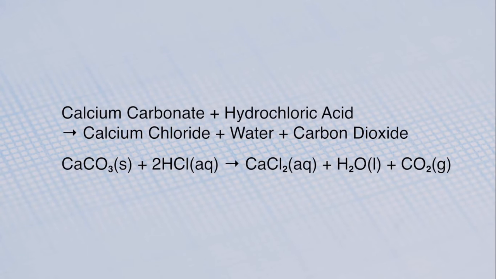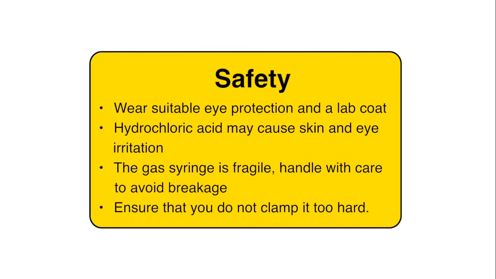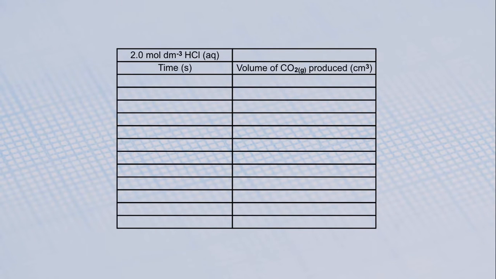Calcium carbonate reacts with hydrochloric acid, producing the salt, calcium chloride, water, and carbon dioxide gas. The rate of carbon dioxide released will be followed in this experiment. For each concentration of hydrochloric acid, construct a table like this one and record your results.